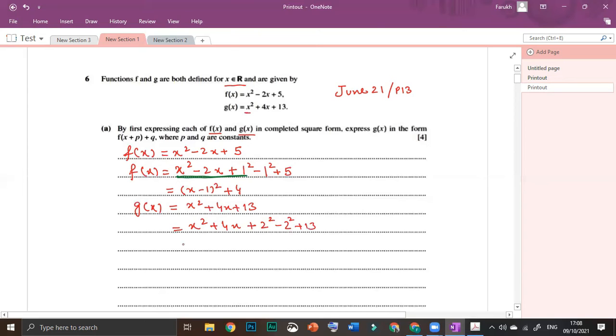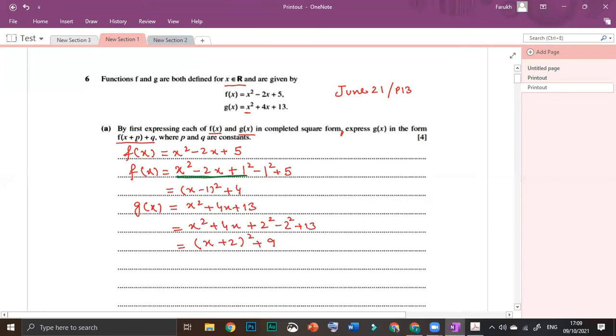Now the first three terms are the complete square of x plus 2 whole square. And the final answer of minus 2 square plus 13 is 9. Now, till here, we have completed the task. Express g of x in the form f of x plus p plus q.